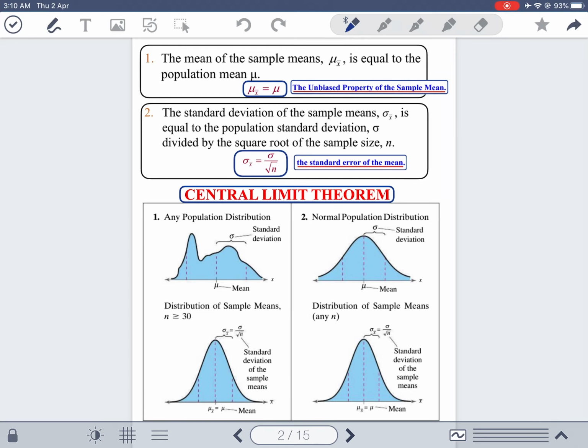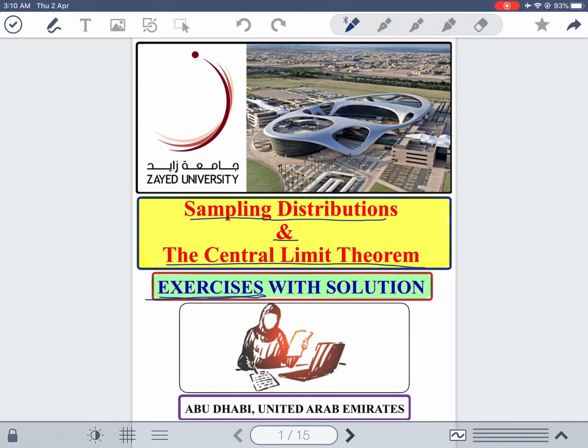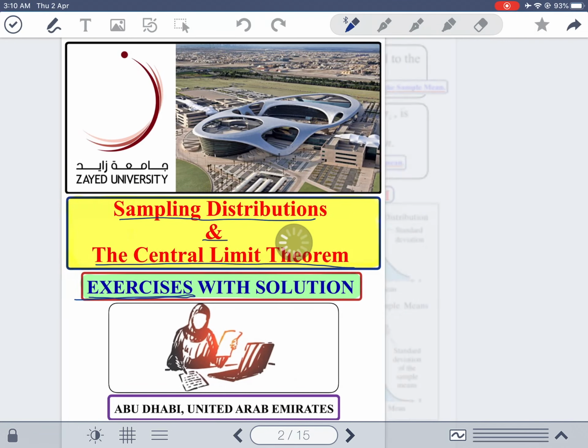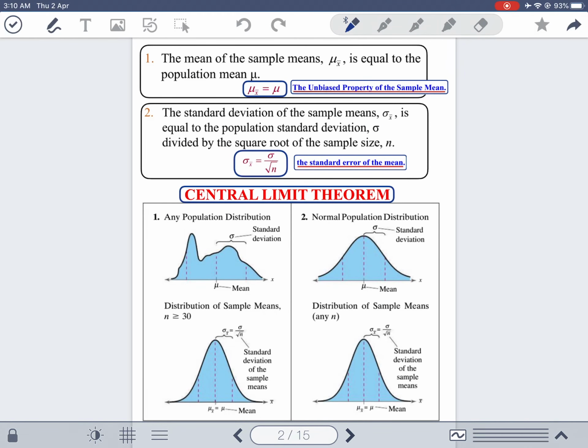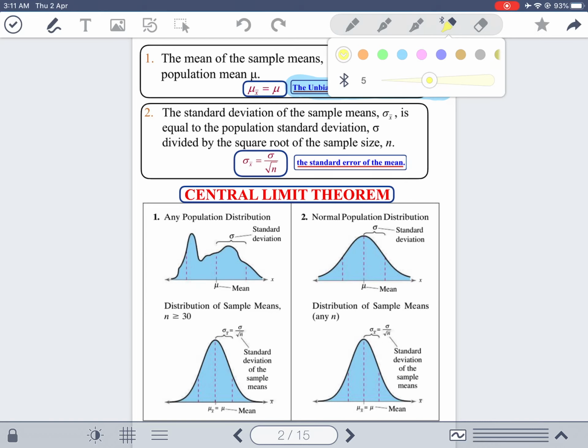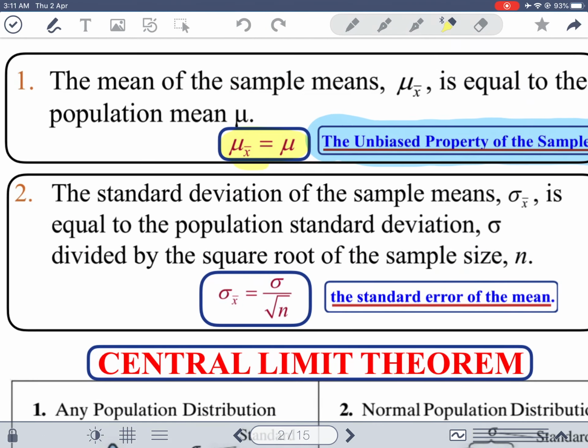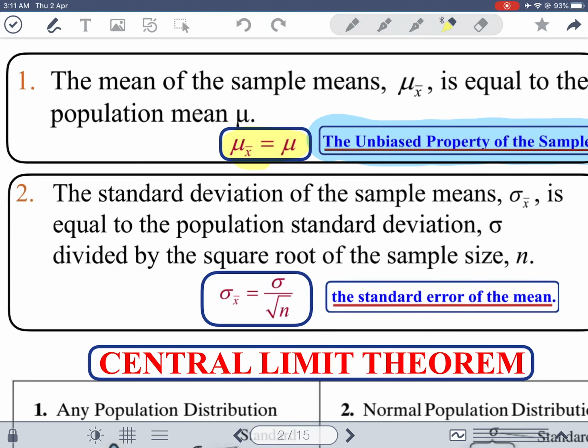Okay, so as you know, we are solving exercises on the previous lecture with the same title, Sampling Distributions and the Central Limit Theorem. And believe it or not, this page here summarizes everything that we did in the previous lecture. First it shows you the unbiased property of the sample mean, which is exactly this thing here. You read it as: the mean of the sample means is equal to the population mean.